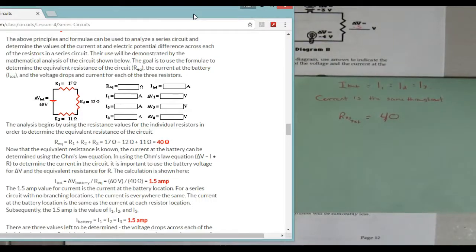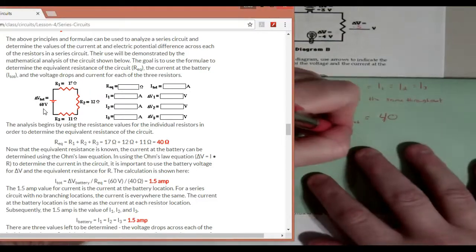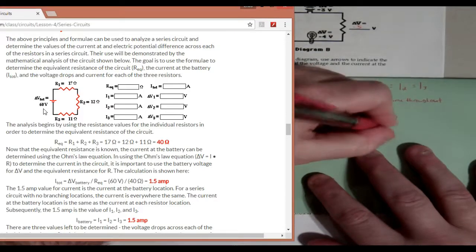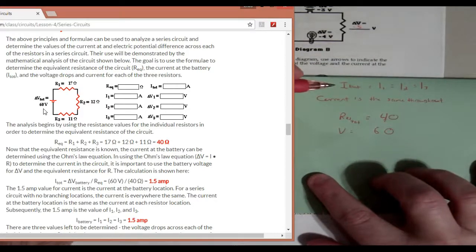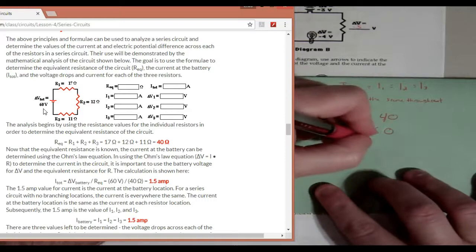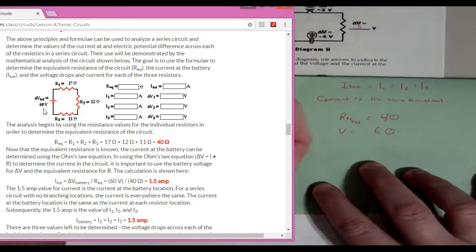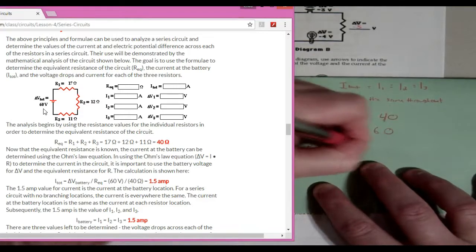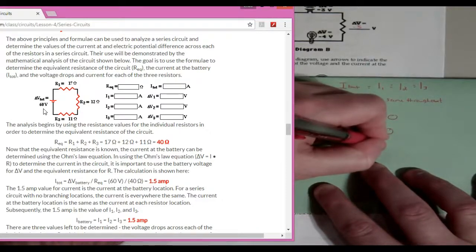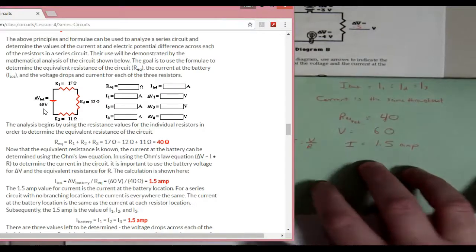Our total voltage is what? Well, if we look over here, 60, right? So our voltage equals 60, which means our amps is 60 divided by 40, right? Because our amps equals voltage over resistance. So our amps, which is I, equals, what do we say, 1.5?